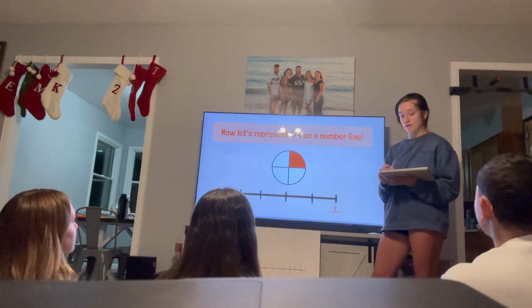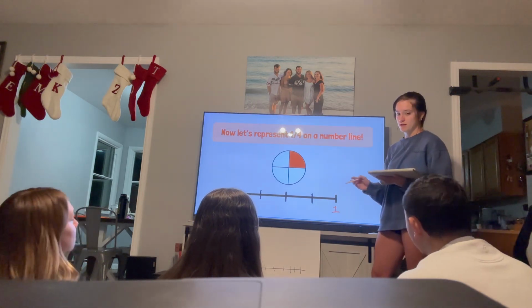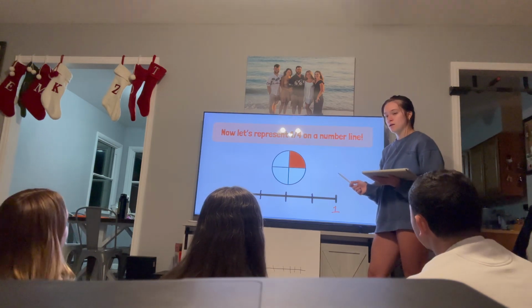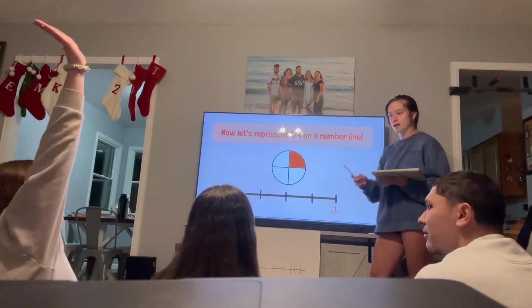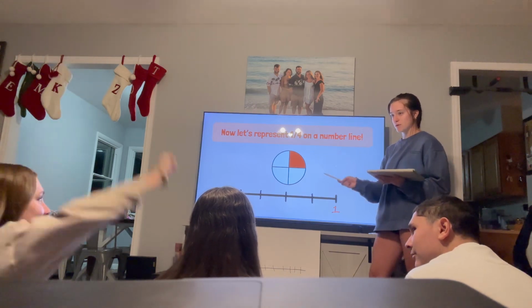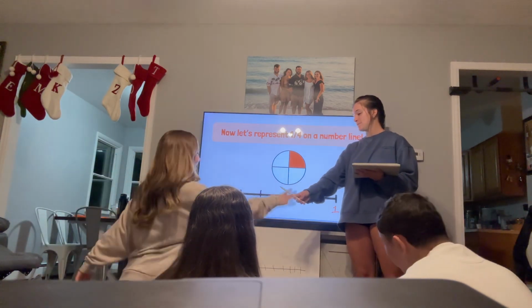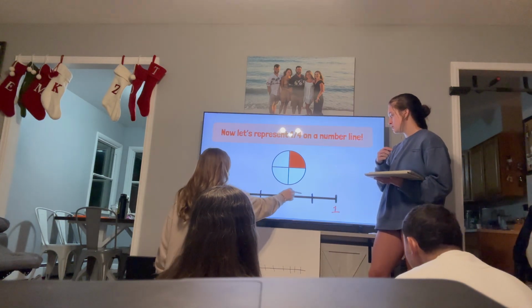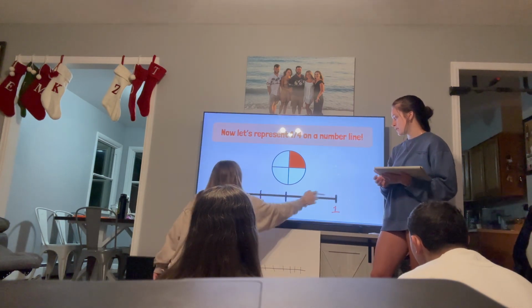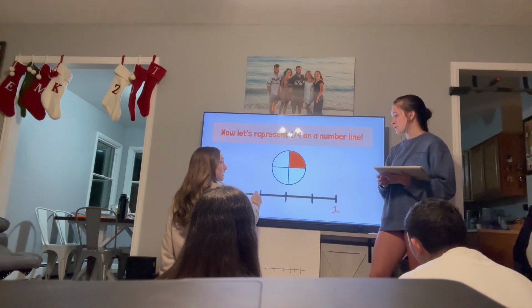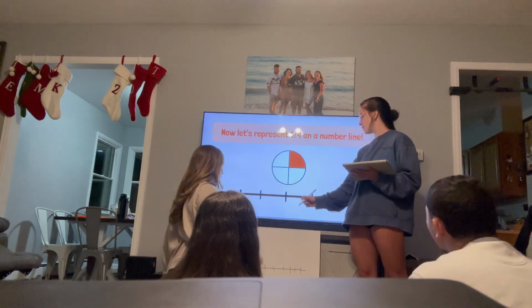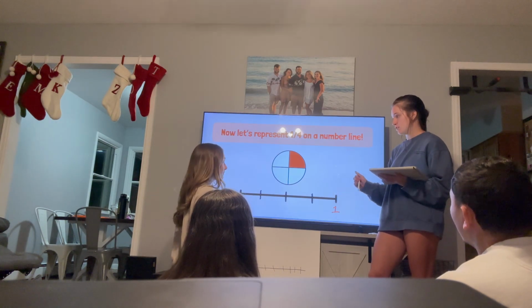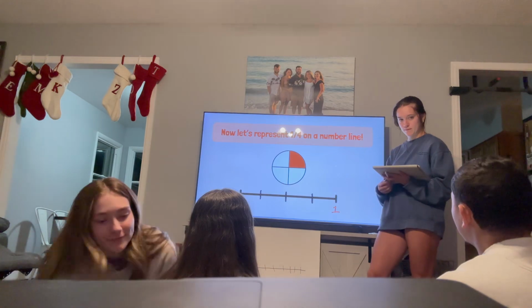Now we need to represent 1/4 on the number line. Does anyone want to try that by themselves, or do we still need a little help? Caitlin? I'm gonna try. Okay. 1, 2, 3, 4. 1. Good. Which one's the denominator? 4. And 1 is the numerator. Good.